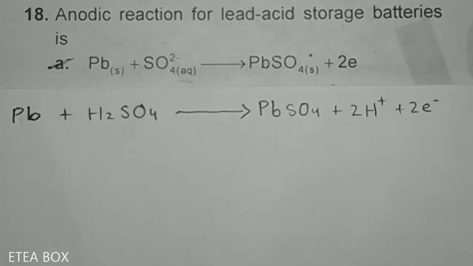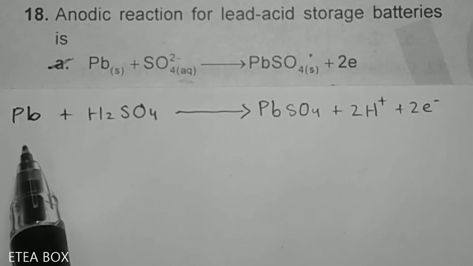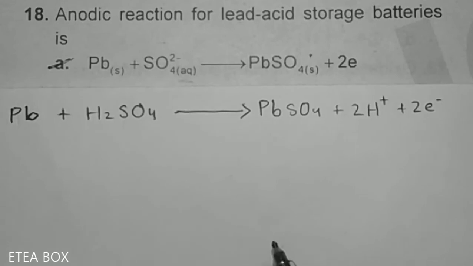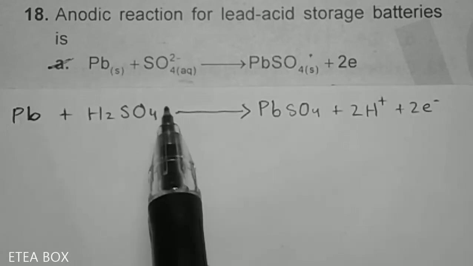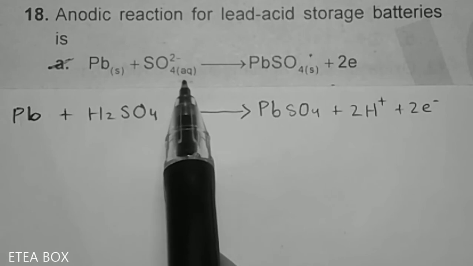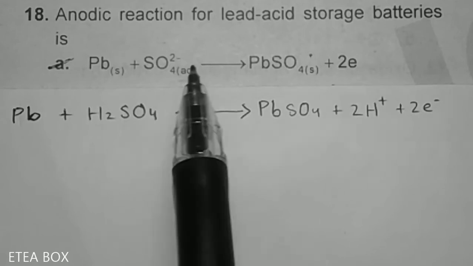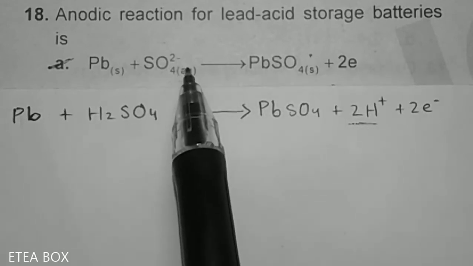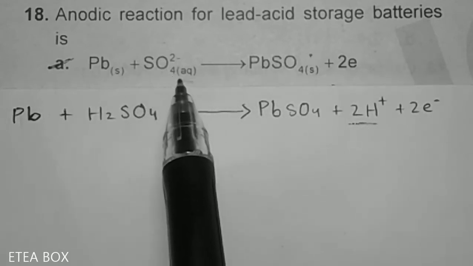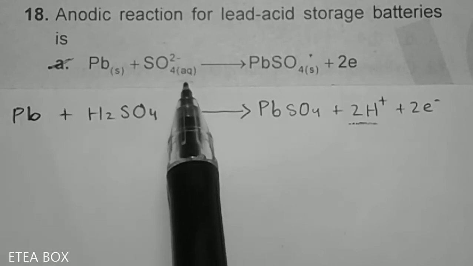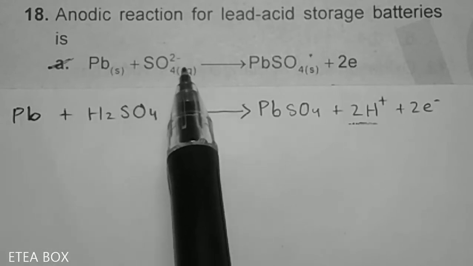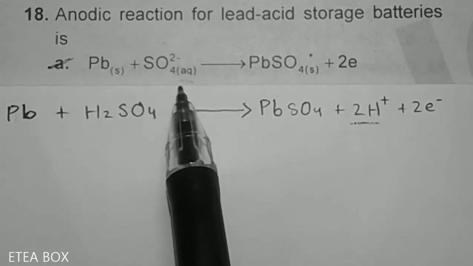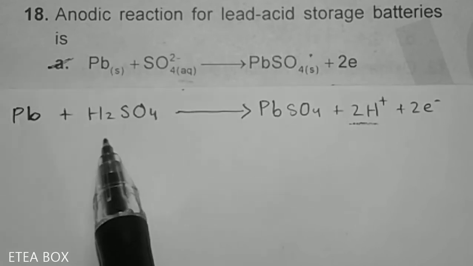Now look at here. This one is the anodic reaction: Pb plus H2SO4 gives lead sulfate, 2 hydrogen ion and 2 electron. Now look at here. In option A it is aqueous. Aqueous means that we don't have to write this one. Here aqueous means that they are already present in ions form, so they have directly written the sulfate ion, and you don't have to write the H2SO4.